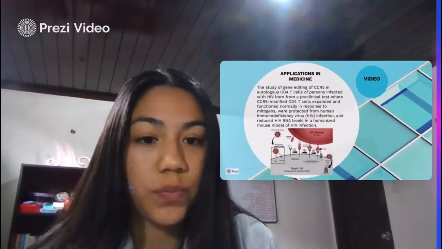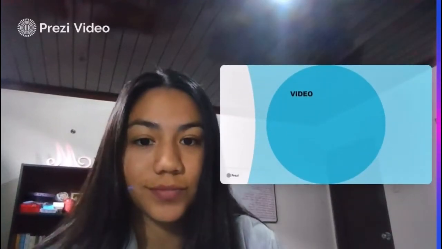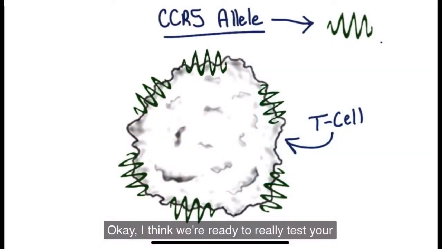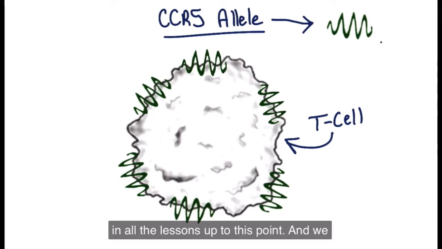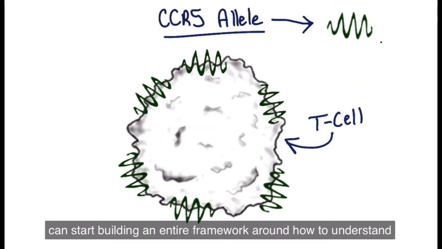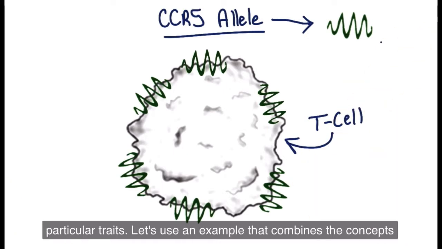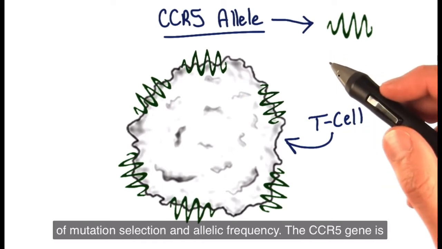Now I am going to present this video. I think we're ready to really test your knowledge of what we learned in this lesson. There are a lot of really awesome concepts that we've learned in all the lessons up to this point, and we can start building an entire framework around how to understand particular traits. Let's use an example that combines the concepts of mutation, selection, and allelic frequency.